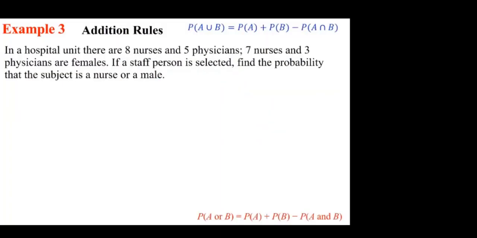In a hospital unit, there are 8 nurses and 5 physicians. 7 nurses and 3 physicians are females. If a staff person is selected, find the probability that the subject is a nurse or a male. It's important to be able to set up the table to make some sense out of this. And let's do that first in order to answer this.